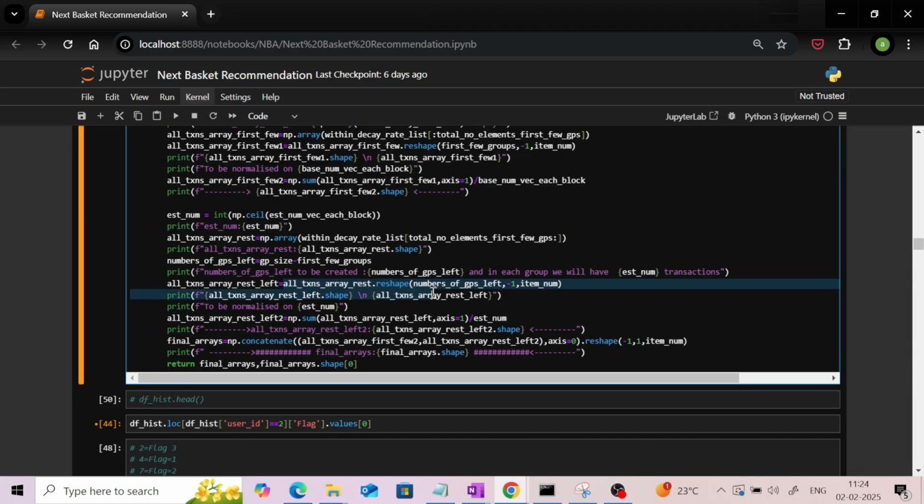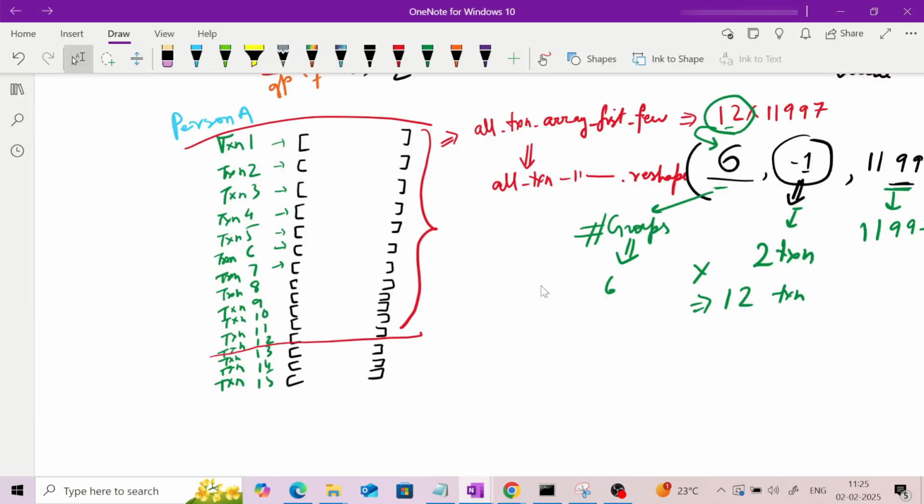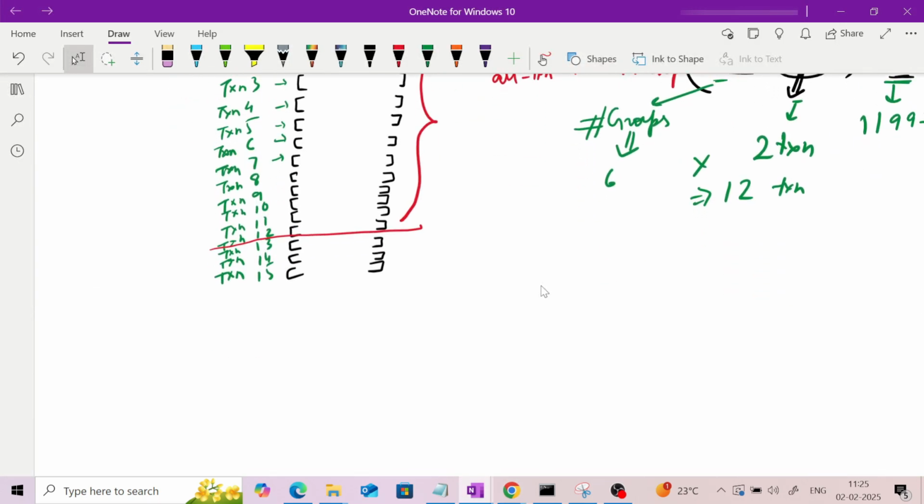So for that we are doing this reshaping. We take this array, all transactions array rest, and we reshape it into one group. The number of groups left is basically one group. The shape of all transactions array rest is 3 transactions, and each transaction is of length 11,997. When we reshape it into one group, it converts the 3 transactions into one group which has 3 transactions. The minus 1 will take into account the items, which is 11,997.